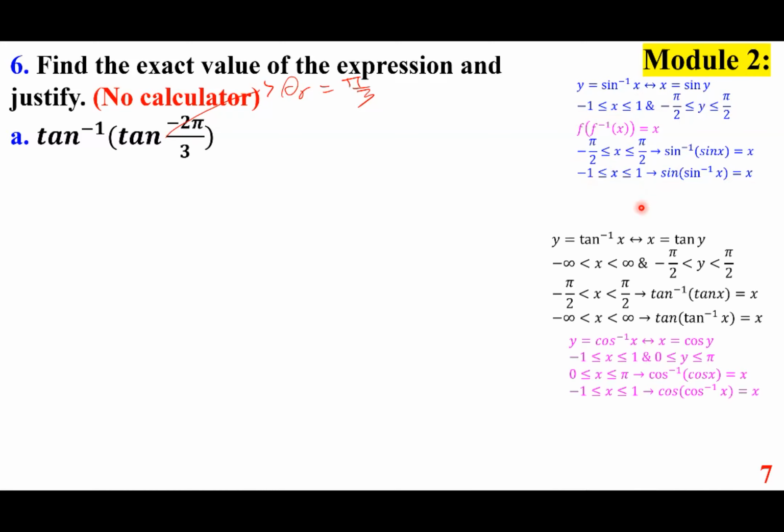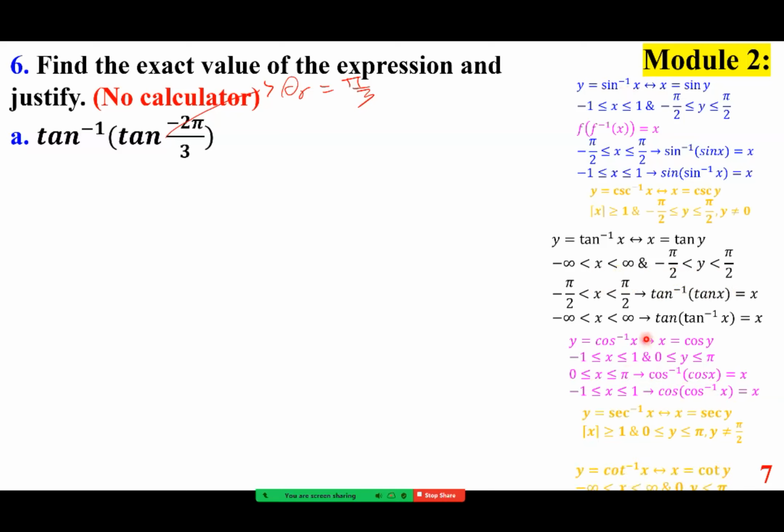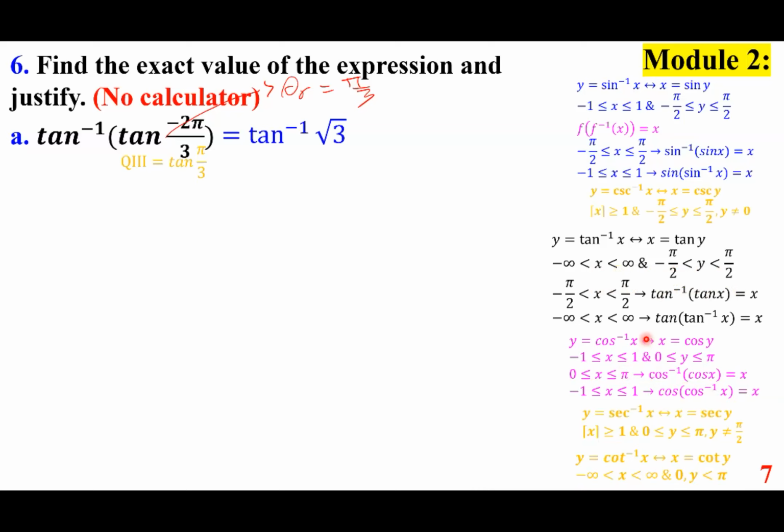Cosine, we restricted it from 0 to pi. And cosecant goes with sine. Secant goes with cosine, and cotangent goes with cosine. So in short, three of them from negative pi over 2 to pi over 2, and three of them from 0 to pi. That's for the inverse, because it gives you a unique answer. And that is pi over 3.